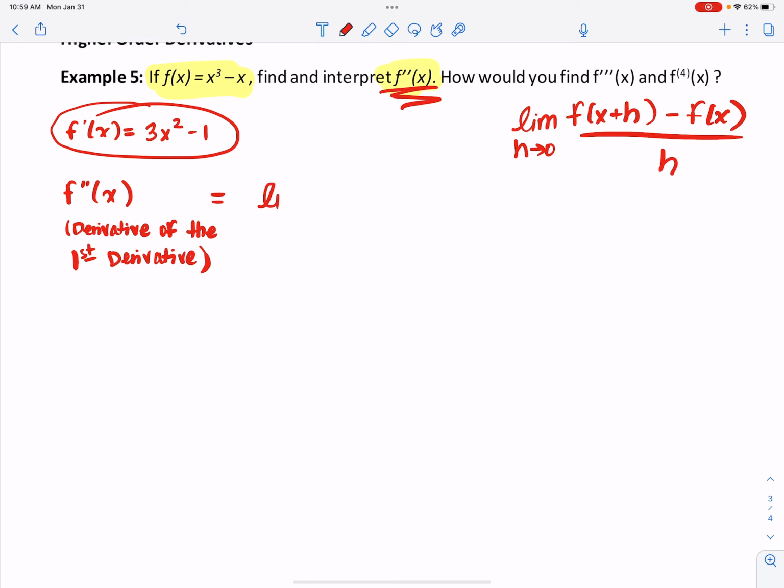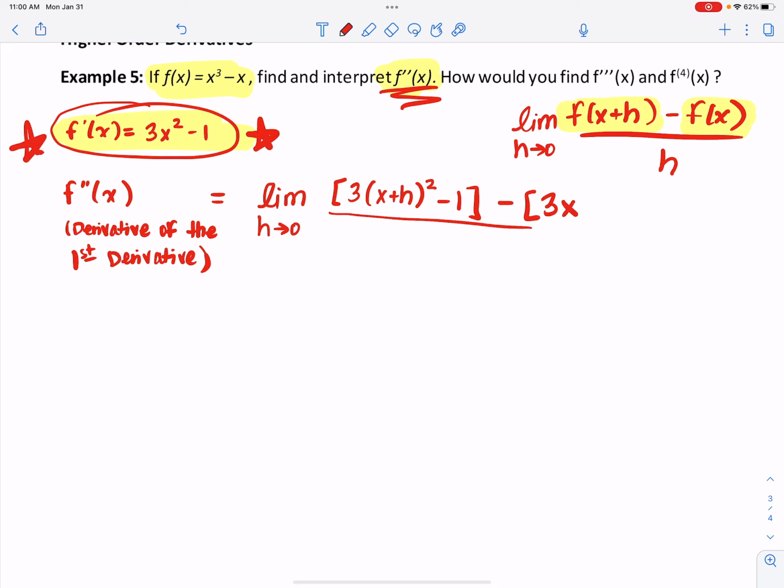So this is going to equal the limit as h approaches 0 of f of x plus h. That just means you're going to take your function, and everywhere you see an x, you replace it with x plus h. So we'll have, let me use brackets, 3, instead of x, I'm going to have x plus h squared instead, minus 1. Minus f of x, that's just your function f of x. Now, again, it's a little confusing because f of x is up here, but we're taking the derivative of the first derivative. So my f of x is this derivative in this case. Minus 3x squared minus 1, and the whole thing is over h.